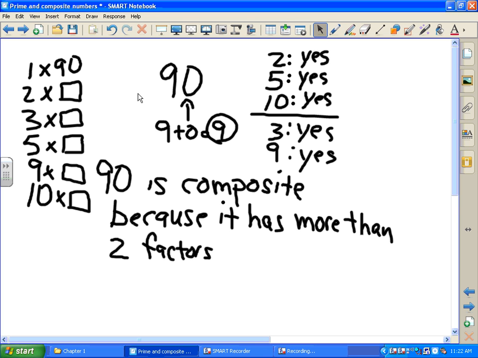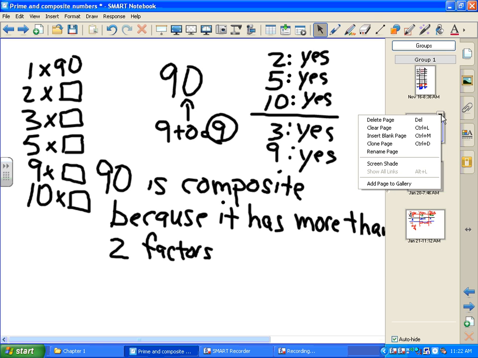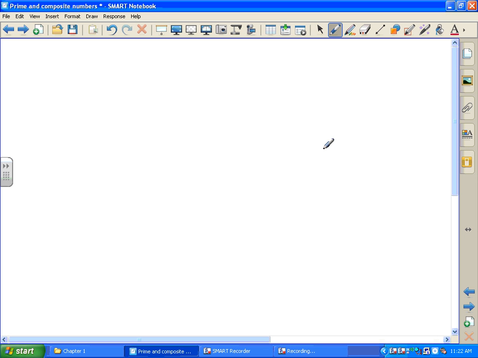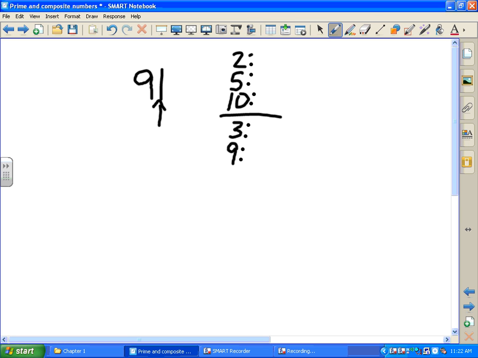Erase your boards. Let's put another one up on the board. Here we go. I want to know if the number 91 is prime or composite. So the first step is 2, 5, 10, 3, 9. Now, that's a 1. Is it divisible by 2? Nope, because it's odd. Is it divisible by 5 or 10? No. Nope. No, and no.